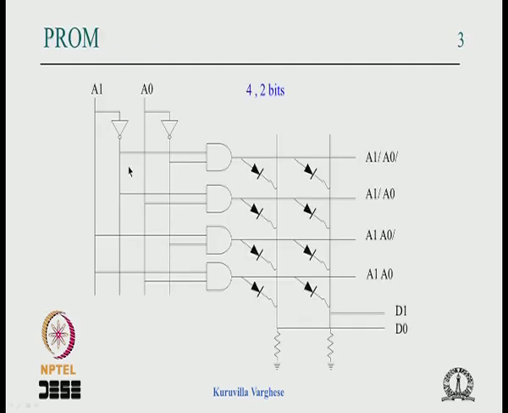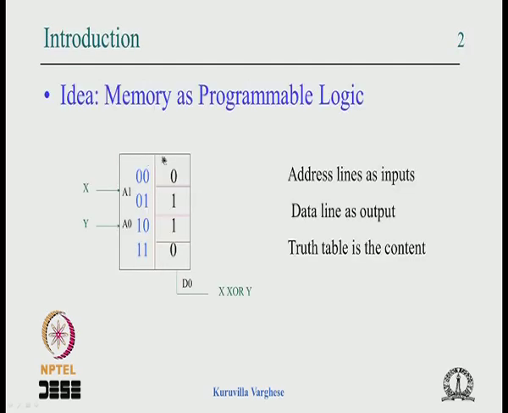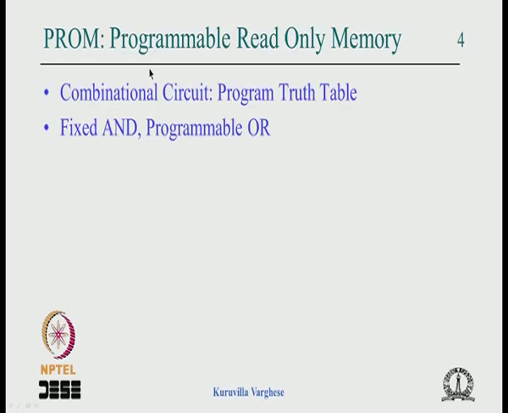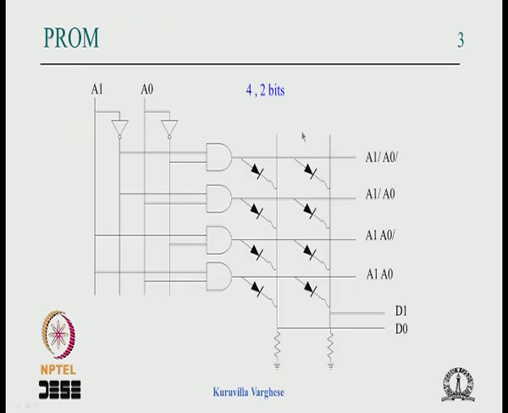Such a device was available then, called programmable read only memory, or PROM. So the architecture of the PROM was like this, and we are showing exactly a similar one. That means 4 locations, 2 address lines. Instead of 1 data bit I am showing 2 data bits, that is the only difference. So this was the architecture of the PROM, or programmable read only memory. That means once you program it, you can only read it, you cannot write it.